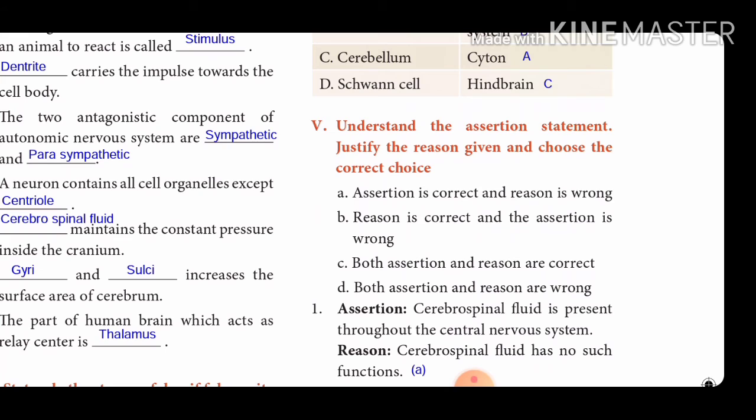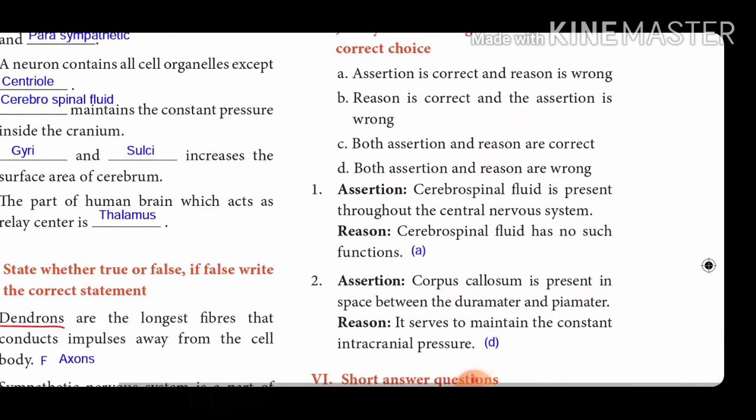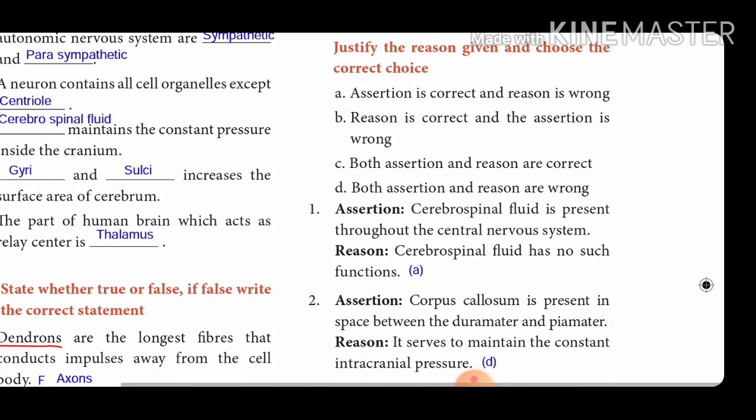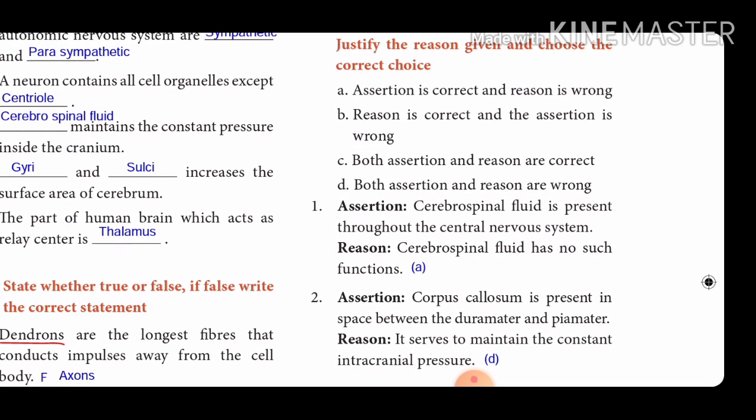Next, understand the assertion statement. Justify the reason given and choose the correct choice. First one, assertion: cerebrospinal fluid is present throughout the central nervous system. Reason: cerebrospinal fluid has no such function. So here A is the answer, that is the assertion is correct and the reason given here is wrong.